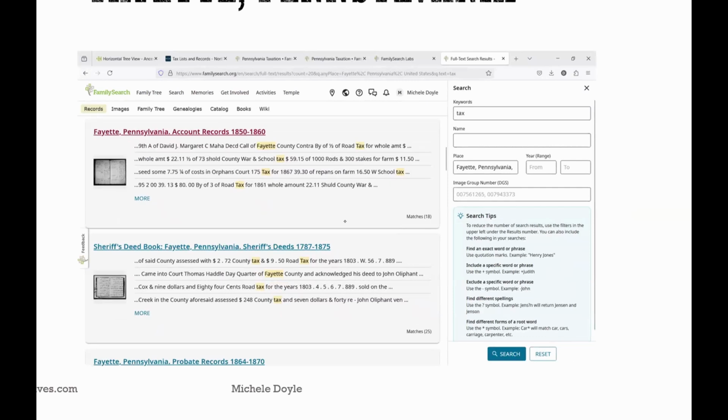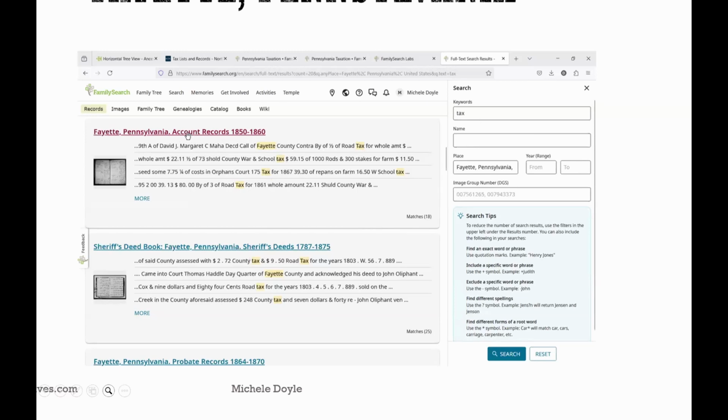I don't know if you're aware, but FamilySearch has rolled out what they call full text searching. I'll show you on the next page how to find it. But in their full text AI searching, I put tax and I put Fayette County, Pennsylvania, and then I just screenshotted a couple that came up. So in these records, Fayette, Pennsylvania, account records 1850 to 1860, you can see some names. There's a road tax. There's a school tax. There's an orphans court tax. There's another road tax. There were 18 matches inside these records for the word tax.